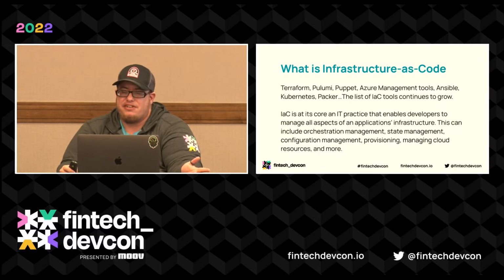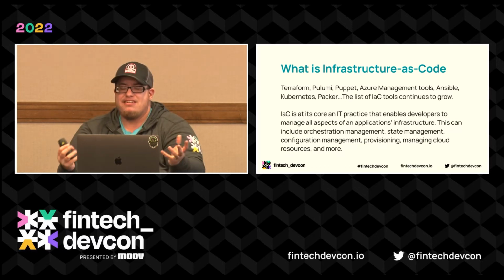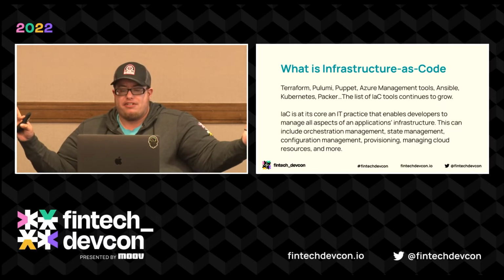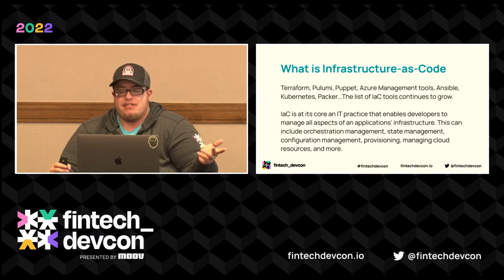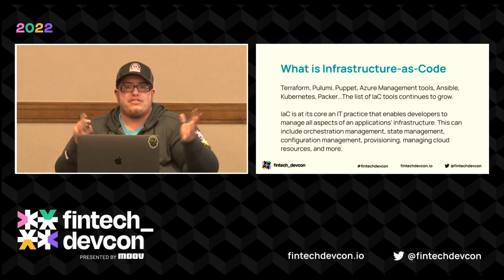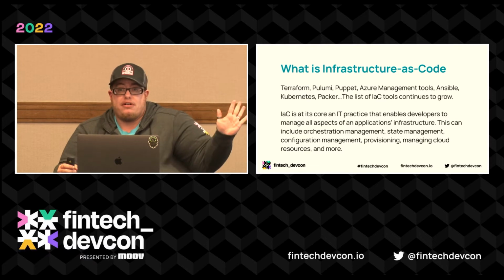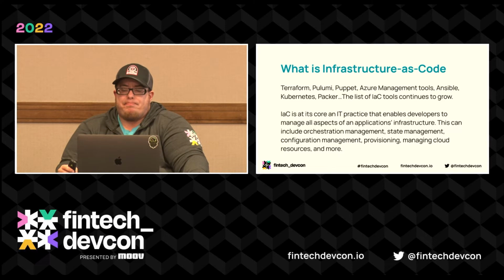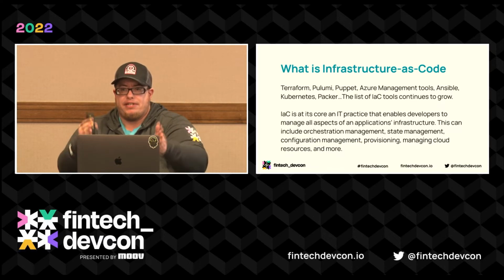IAC, or infrastructure as code, at the meat and bones of it, it basically enables developers to manage everything in that app's infrastructure. It's orchestration management, state management, configuration, provisioning, managing those cloud resources, and so much more. So it's a little bit of everything. And having that IAC basis is huge, because that means that you can do so much with your apps and so much with your infrastructure in general that it used to be so much time for so many different people that you've now consolidated into one little piece.